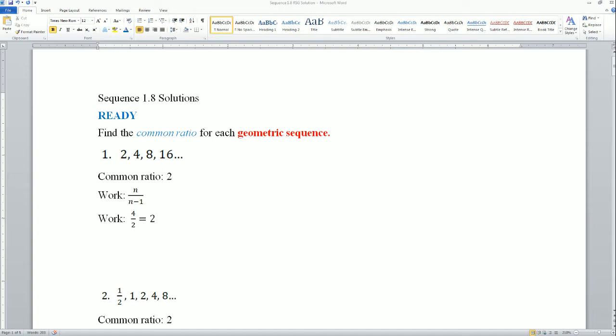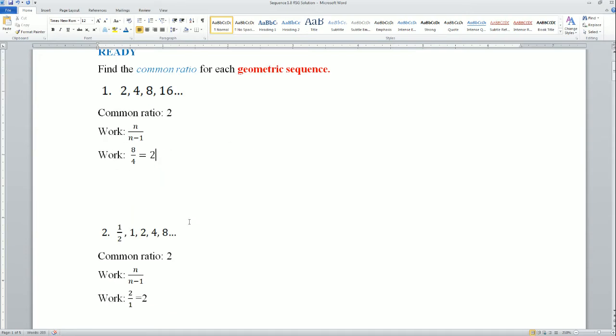What we have here is the ready. Find the common ratio for each geometric sequence. Here I have the common ratio as 2. How do I get the common ratio as 2? Here's the work. It's n divided by n minus 1. So I use the second term, 2, and I divide that by the previous term, which was 2. Right? 4 divided by 2 gets me 2. Likewise, I could also have done it as 8 divided by 4. Either way, it should still get me the same answer.